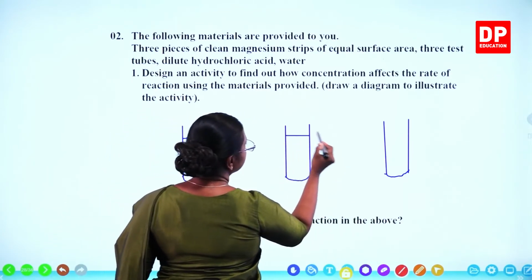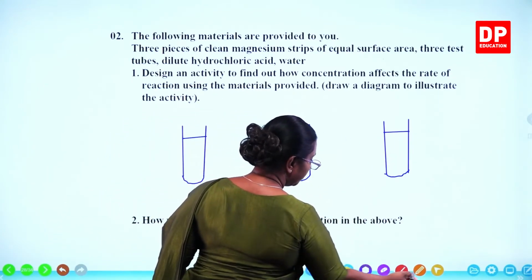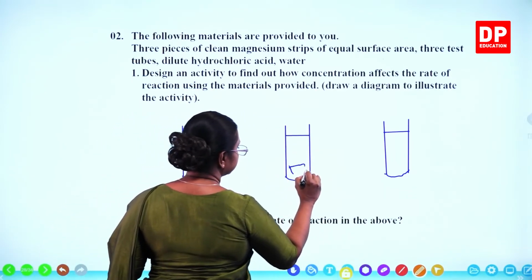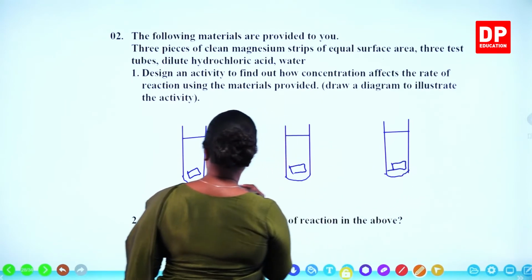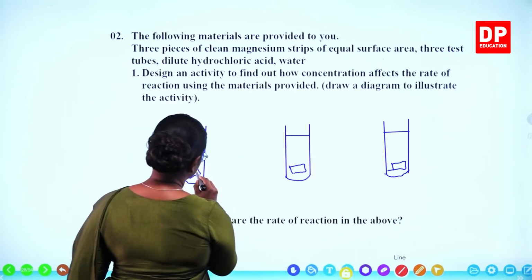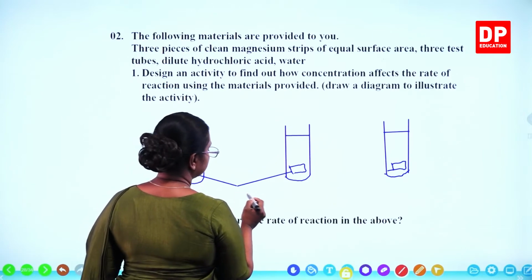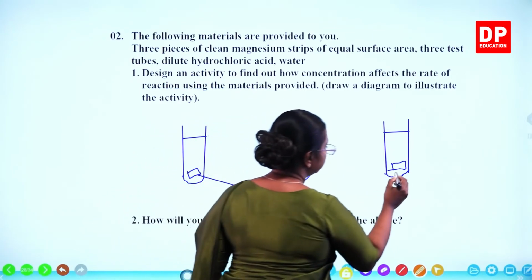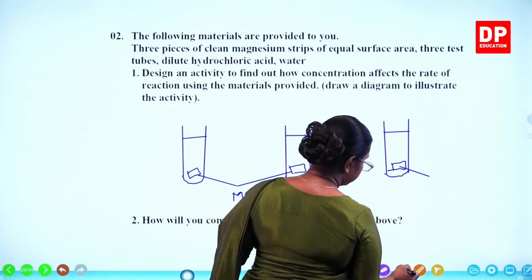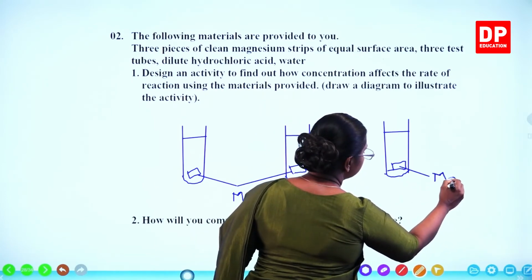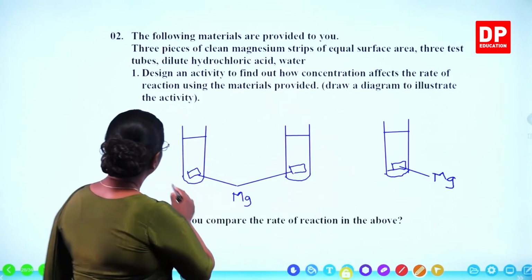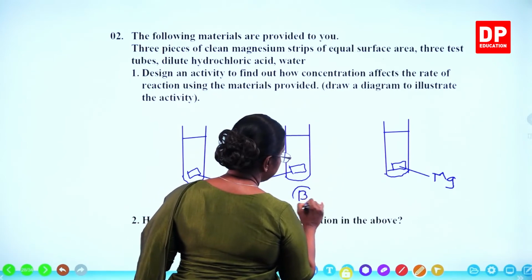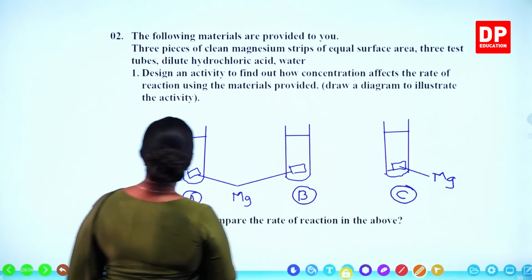You will have the equal volume. Then you can show magnesium. That is also magnesium. Then we will label it as A, B, C.